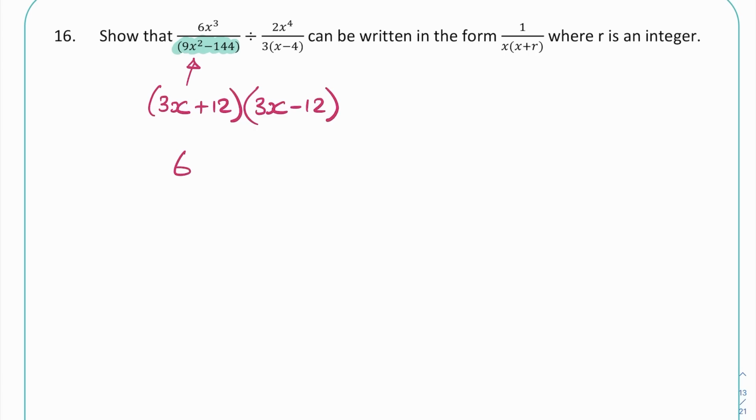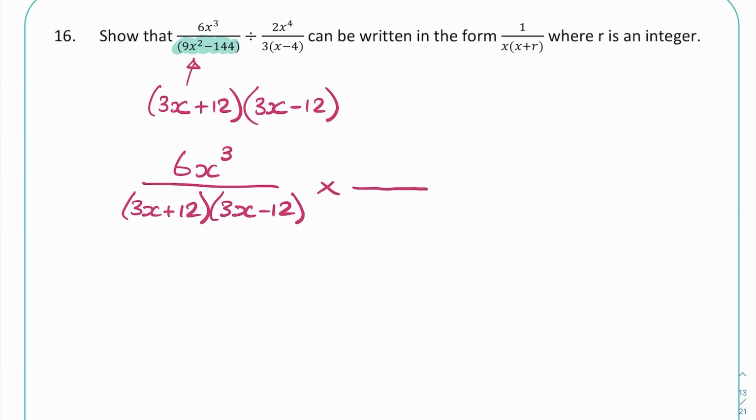So if I rewrite the first one, we have 6x to the power of 3 over 9x squared. Actually, let's write the factorised version, that's why we did it. So 3x plus 12 and 3x minus 12. And we're going to multiply that by the flipped version, or the reciprocal, of the second fraction. So that would be 2x to the power of 4 on the bottom, and 3 brackets x minus 4 on the top. Although, let's just have a look. If we did expand that, what would we get? Well, if we expand that, we actually get 3x minus 12. That's quite a nice one, because that now matches one of the brackets on my other fraction.